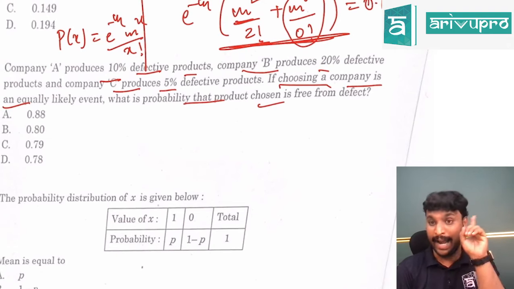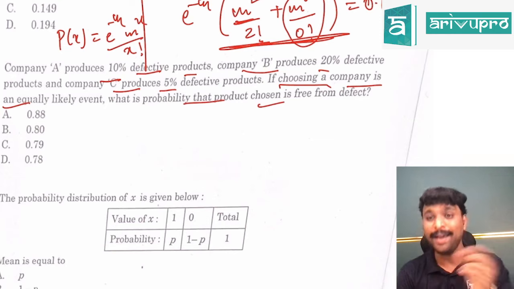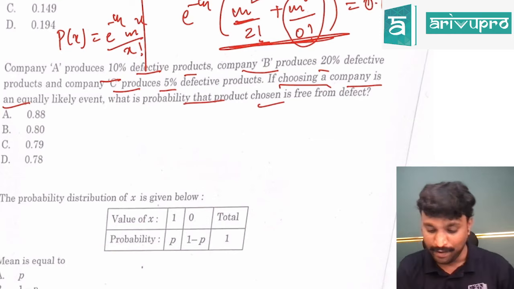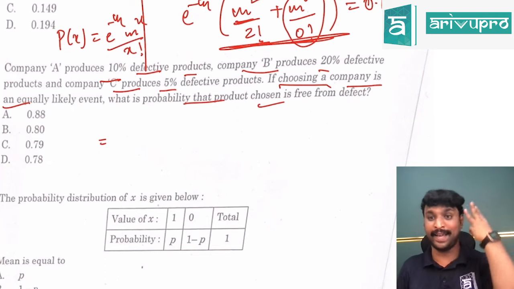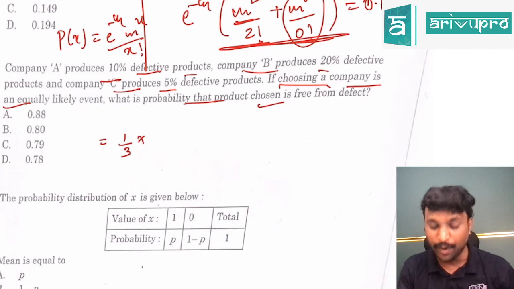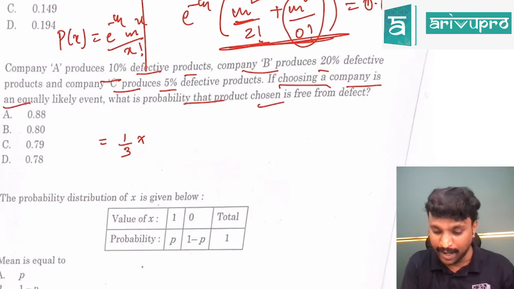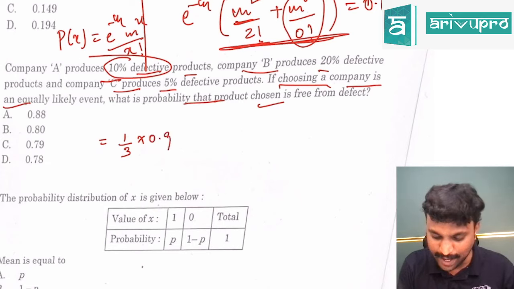Guys, a company is chosen. It could be any company. It could be company A or company B or company C. First of all, if it is company A, what's the probability of choosing company A? There are 3 companies, so the probability of choosing company A is 1 by 3 into, in the company A, no defect. Defective means 10%, no defective is 90%, that means 0.9.